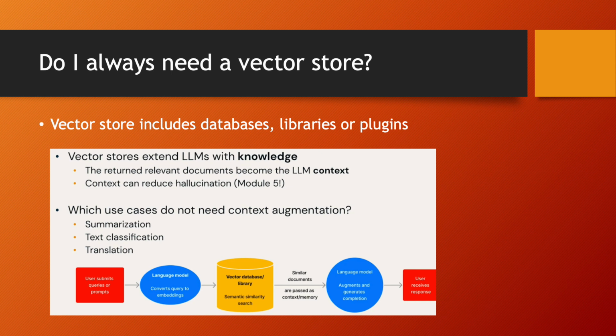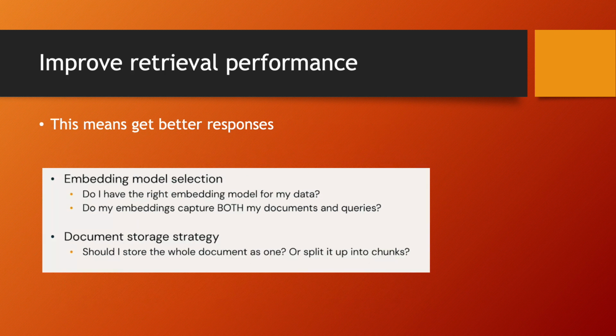So the high-level flow looks like: the user submits the queries or prompts, the language model converts the query to embeddings, then it searches the vector databases or libraries, semantic similarity or search, finds the similar documents, which are passed as context or memory to LLMs, and then it augments and generates the completion, and the user receives the response. So vector databases improve retrieval performance. This means you get better responses.